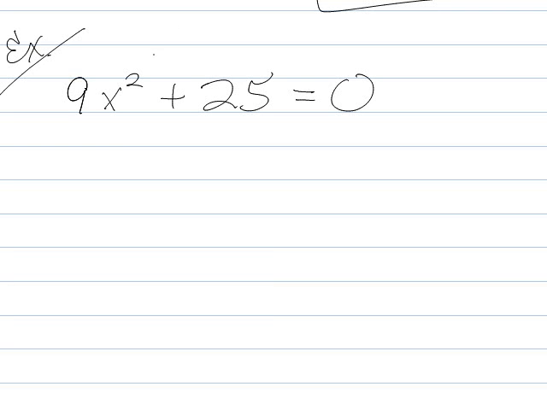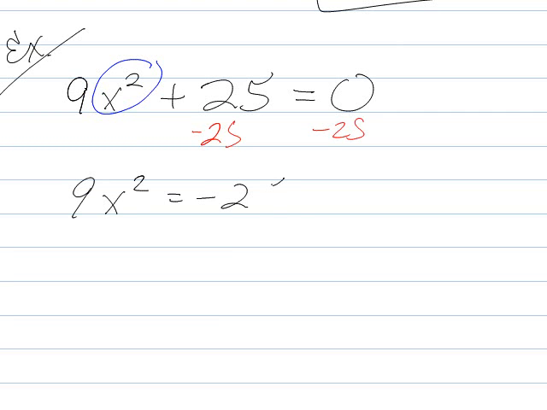We've got a squared thing, and we've got a number by itself. I get excited when I do math. So we want to get the squared term by itself. Again, first step: subtract my 25 off of both sides. So I've got 9x squared equals negative 25. Now I'm going to get the x squared by itself, so divide both sides by 9.